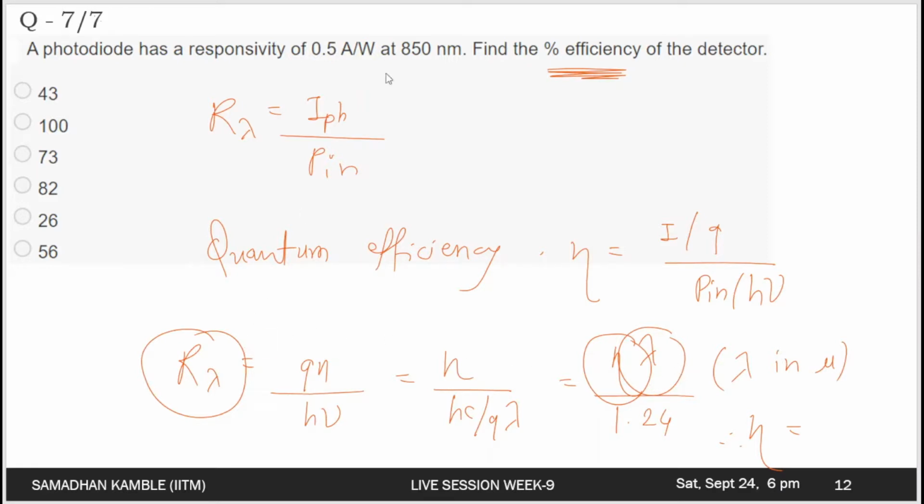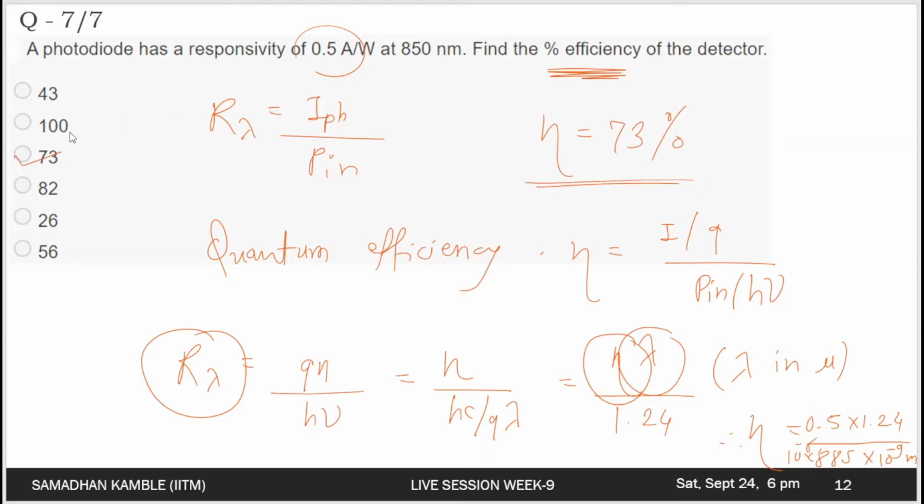R lambda is given as 0.5 ampere per watt, so 0.5 ampere per watt times 1.24 divided by lambda, which is 850 nanometer, in terms of micron. Make sure it is in microns, and you will get the value of percent efficiency. It comes around 73, so it is around 73%.